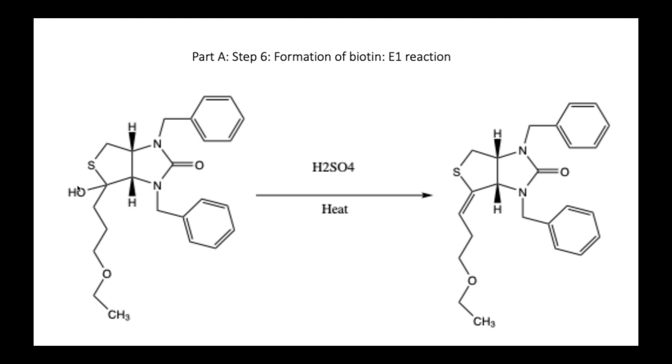First, the leaving group OH is protonated by H2SO4, which makes it a better leaving group. Once it leaves, it forms a carbocation. Then a proton is removed by water that acts as a base, and this gives us an alkene that we see over here. And the loss of a leaving group is also the first step in an SN1 reaction, which is why SN1 byproducts may be observed.